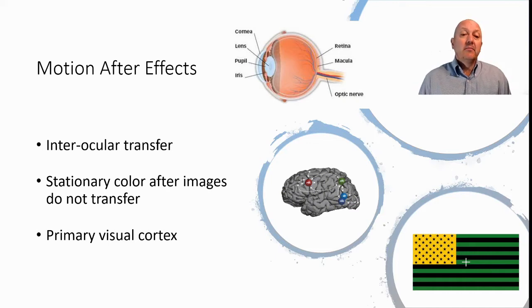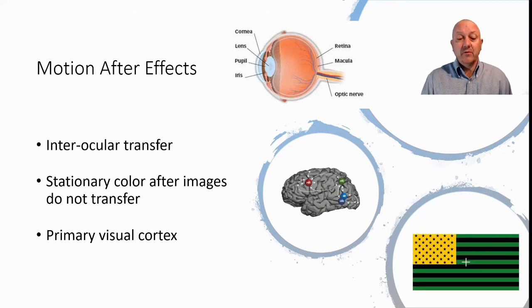We can tell that motion after effects occur not only in the eye, but particularly further up the visual chain. We know that with the color after effects, right? So staring at this flag down below me here, and then you stare at a white background, and you get the red, white, and blue. But if you stare at it with one eye, and then you stare at the white background later with the other eye, you don't get any color after effects. And so what that tells us is that the opponent process with respect to color occurs primarily in the retina.